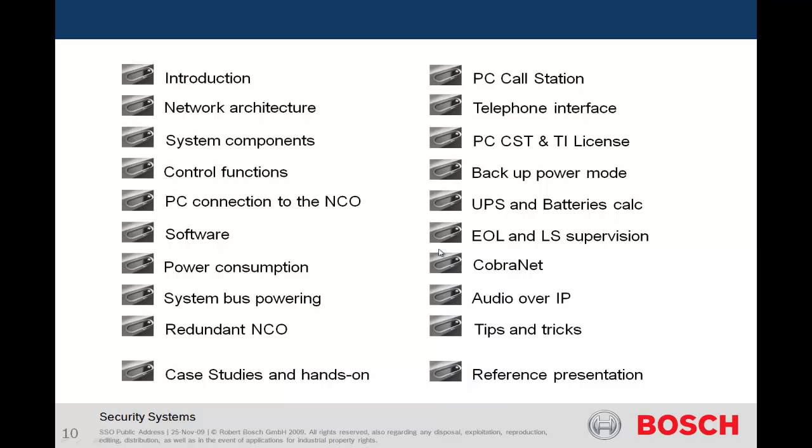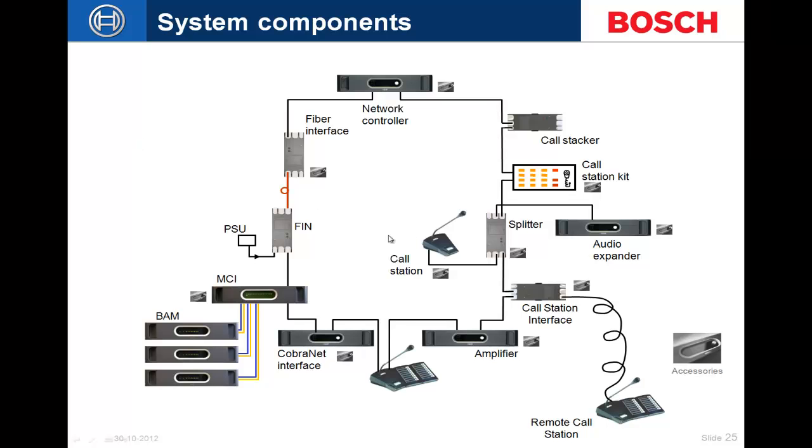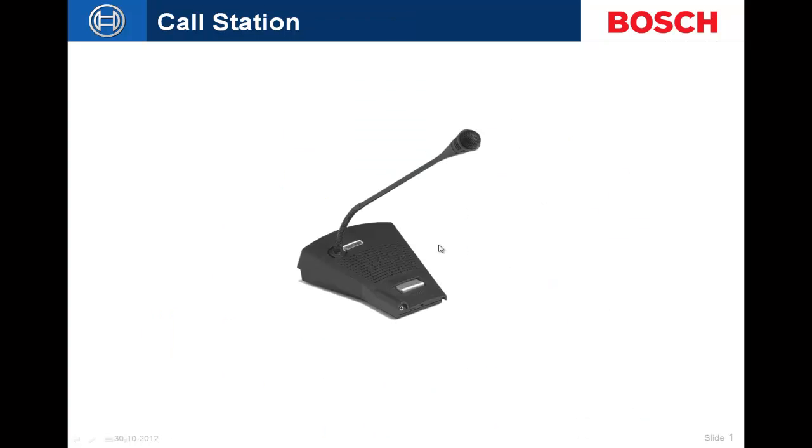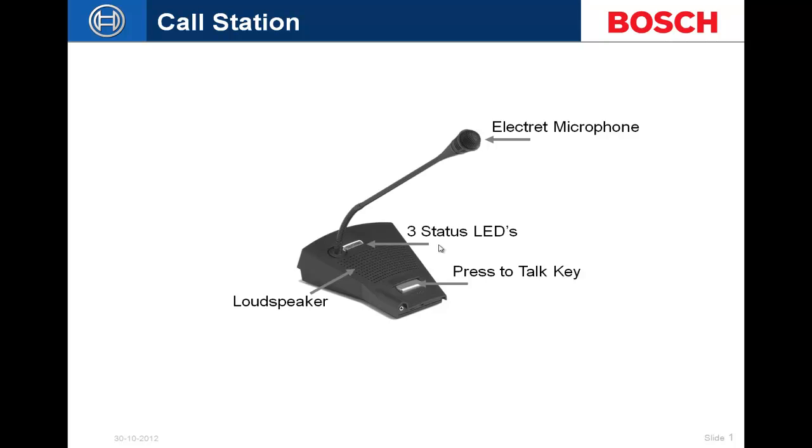Our call station itself, let me get back into here. There we are. Our call station, standard, has an electret microphone, our push-to-talk key, our internal loudspeaker, which can be used to pre-monitor pages, and our 3 status LEDs. That's going to give you fault status, power status, live speech status, and also the emergency status within the system. Has a headset connection and an internal volume control for controlling the volume of that internal speaker. It also has a system bus connection.